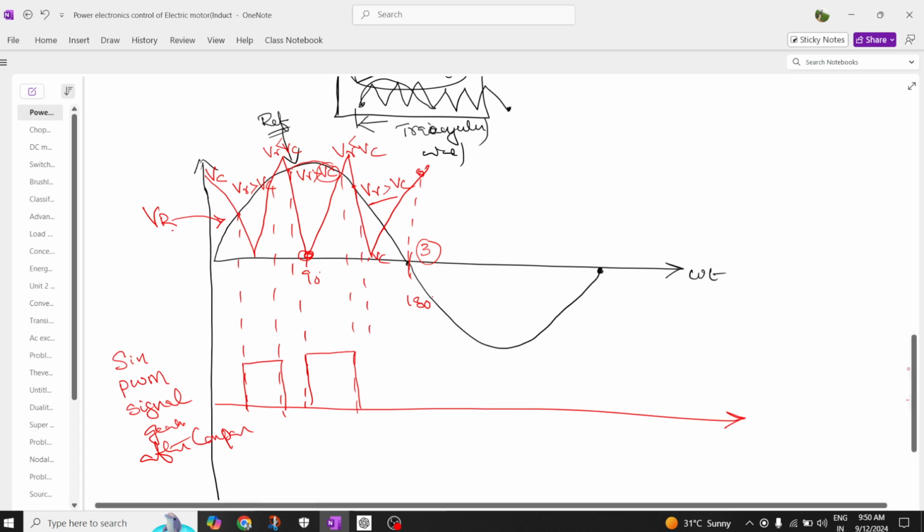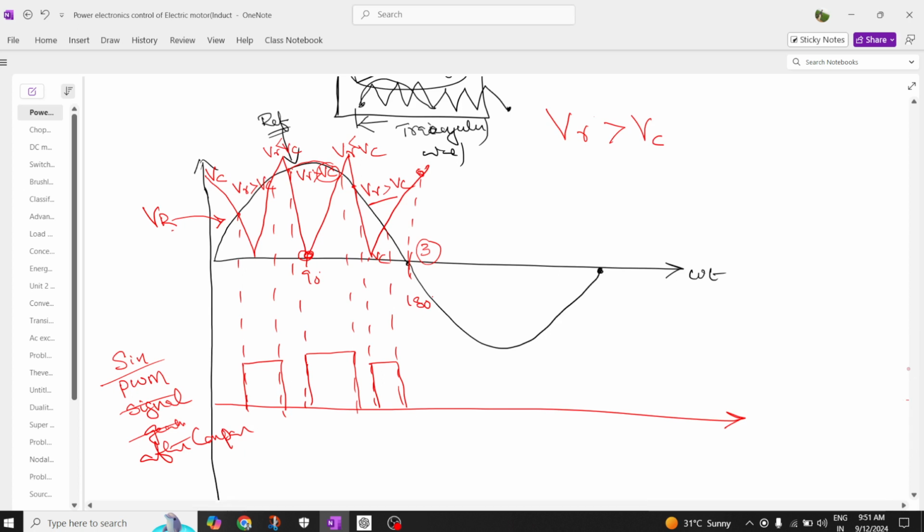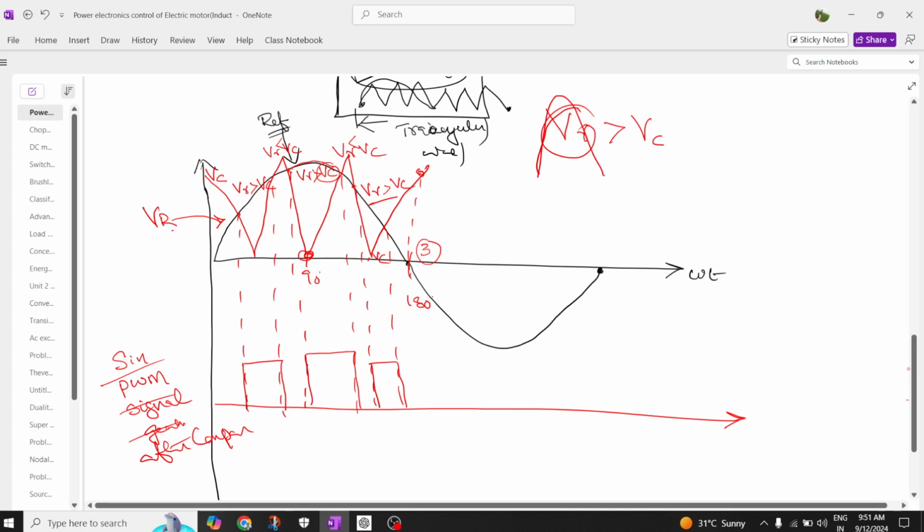Automatically, one more gate pulse is generated here with this interaction. So you can have a lesser pulse width. So this is the output of a sinusoidal. The condition is very simple. The magnitude of reference should be greater than the magnitude of VC. So this reference sinusoidal magnitude should be greater, where the triangular magnitude is lower. You can see here sinusoidal is greater, VC is lesser.